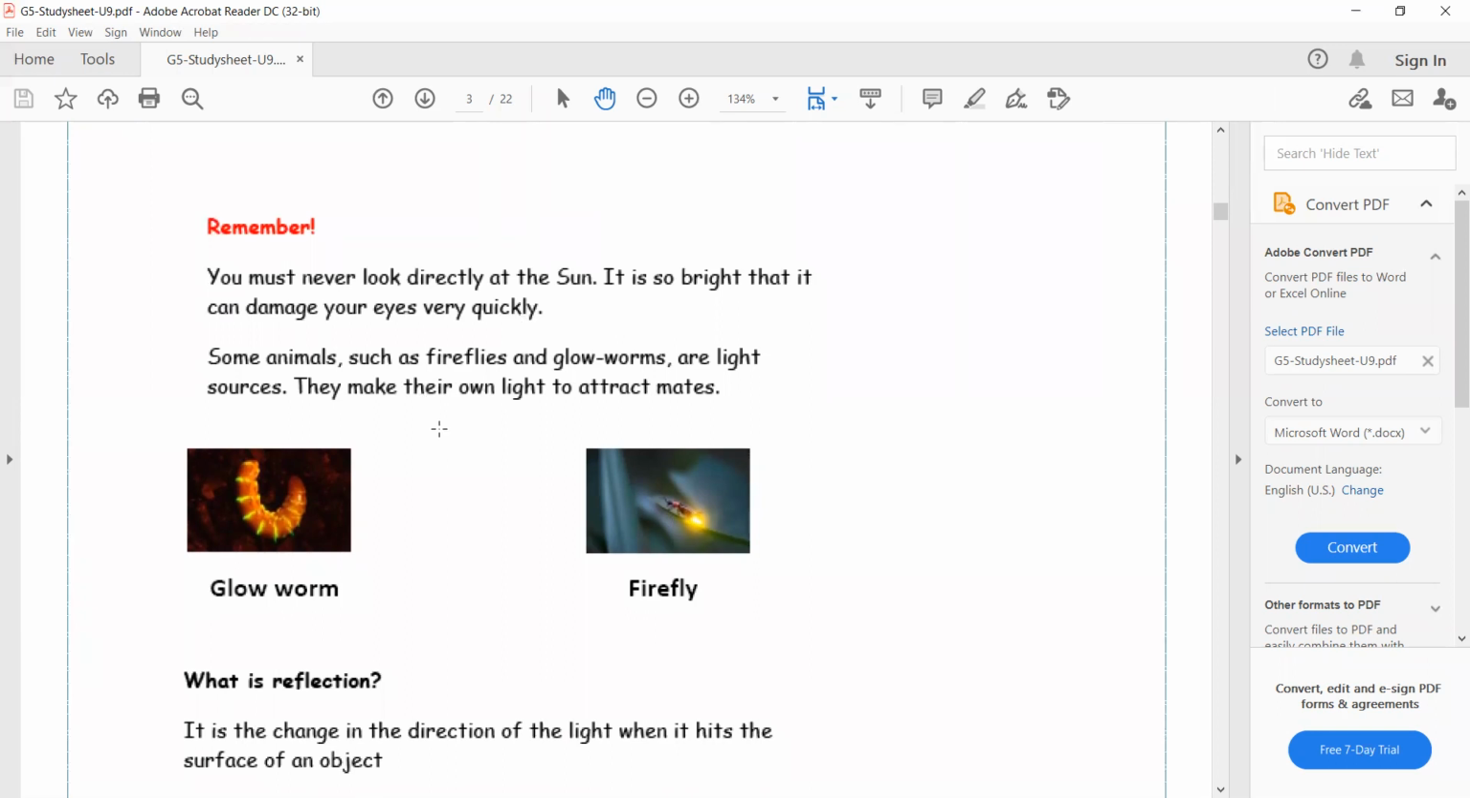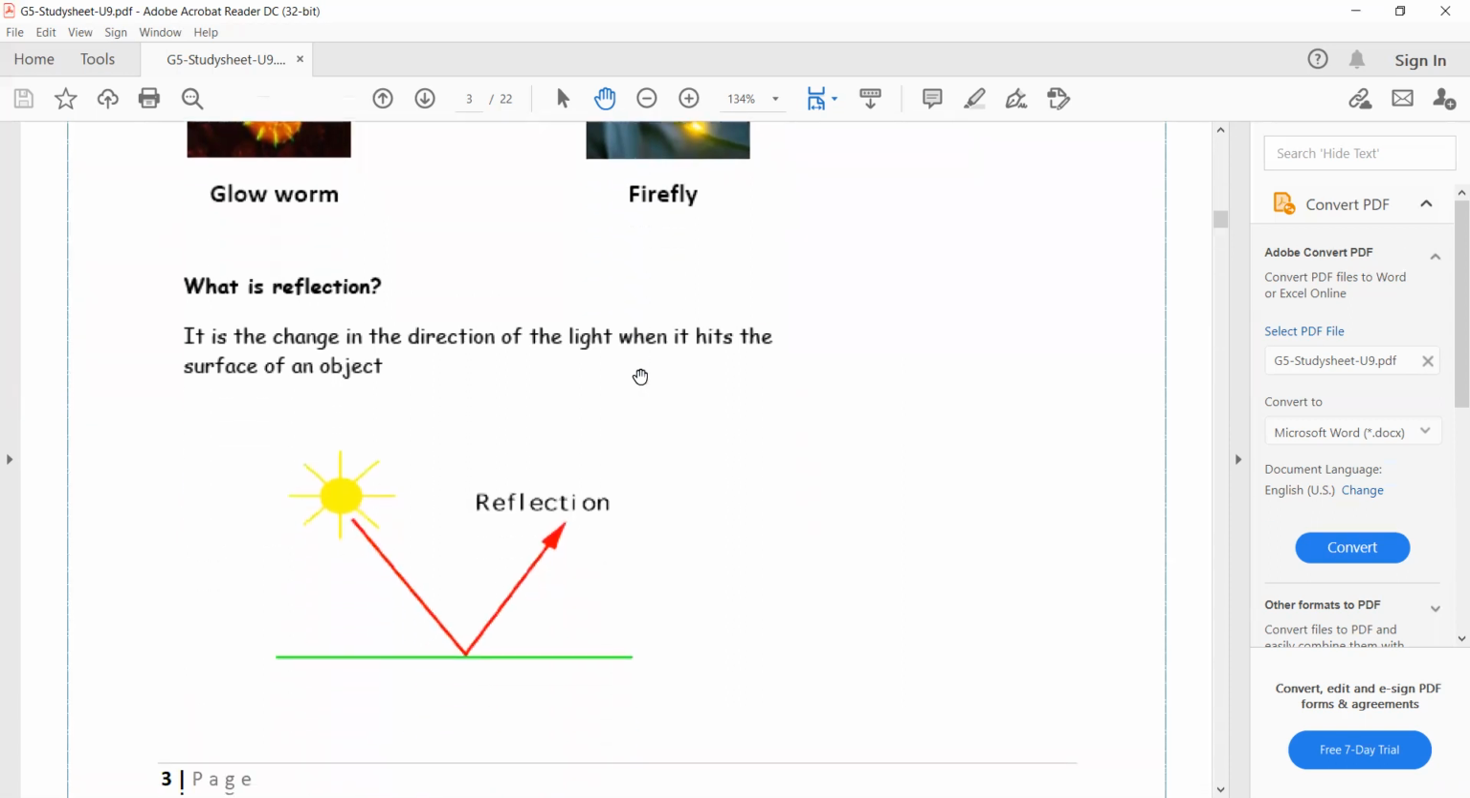Some animals, such as the fireflies and the glowworms, are light sources. Of course, they are natural light sources. They have the ability to make their own light to attract moths.